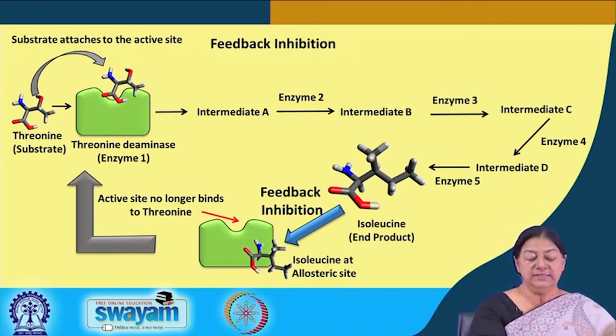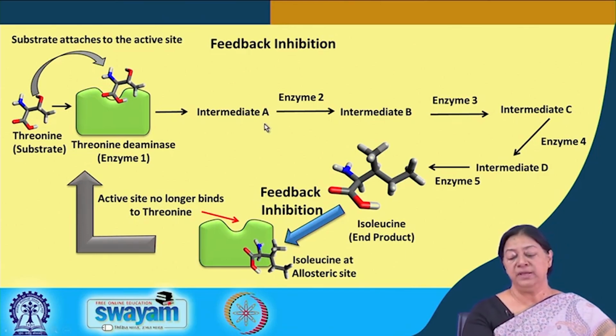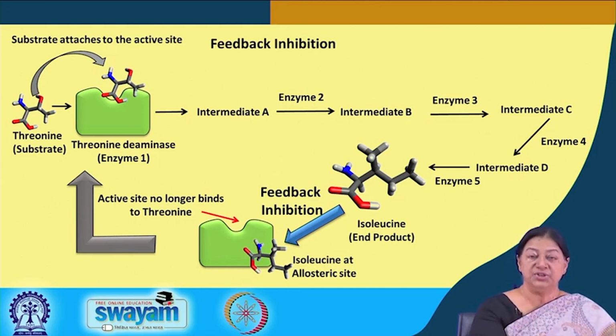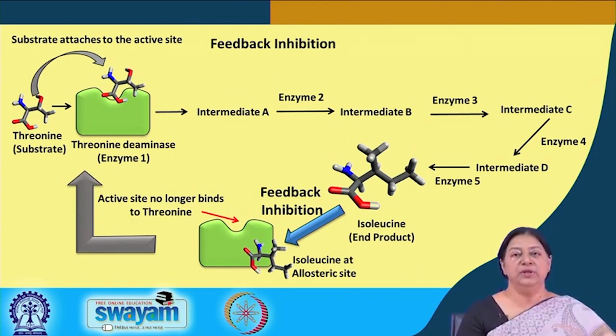Now, in these steps, we have threonine deaminase go through intermediate A to B to C to D and finally to isoleucine. Now, what happens here is if there is a sufficient amount of isoleucine present, this first reaction going on to intermediate A is not required. If it is not required, a very interesting feature we know that occurs in nature is called feedback inhibition.